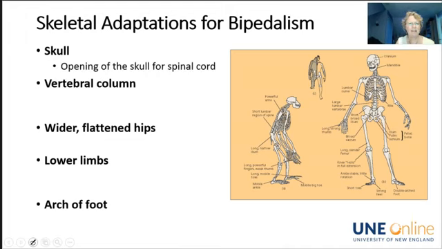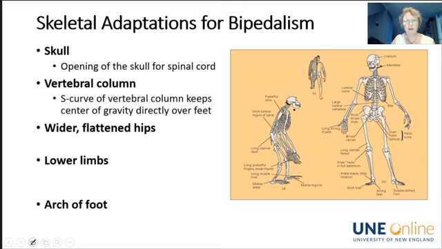Well, one was the position of the opening in the skull for the spinal cord. If you compare something more chimpanzee-like to a human, that opening is now at the bottom of the skull rather than coming out kind of the end of it. The vertebral column: notice the relatively straight vertebrae. In humans and hominins, we have kind of an S-curve if you look at someone from the side, and that helps to keep our center of gravity directly over our feet.